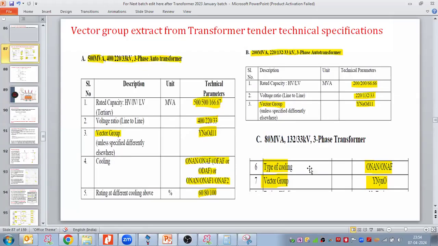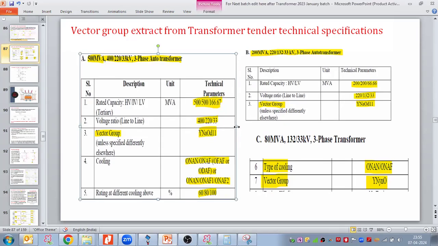Sir, in this one, the vector group you have mentioned for HV and for the intermediate winding, but in the case of LV, that is not mentioned in the vector group. Is there any particular reason? LV is 33 kV, which is delta, but in the vector group that was not mentioned. Delta is mentioned in the vector group. This is the vector group.